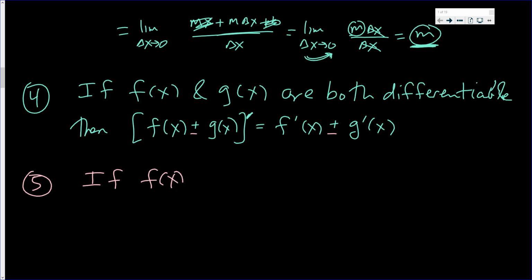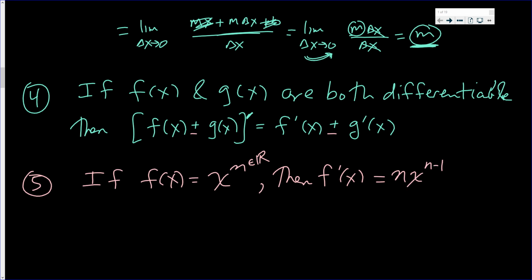If f of x is equal to x to the n, where n is some real number, like pi, square root of 7, 3, 2/3, log of 11, then f prime of x is, well, you bring down the power and then you make the new power of x 1 less. When you take the derivative, the power comes down in front, and the new power becomes 1 less.